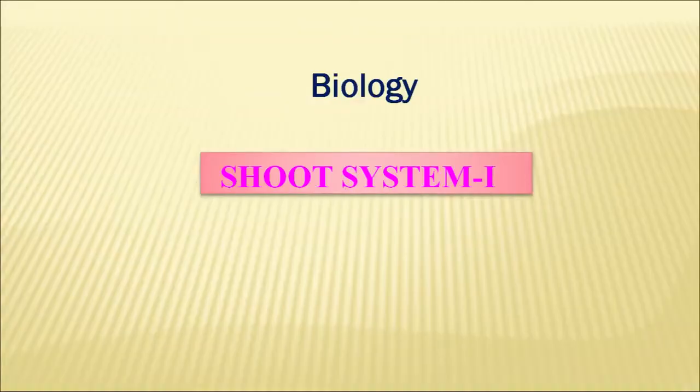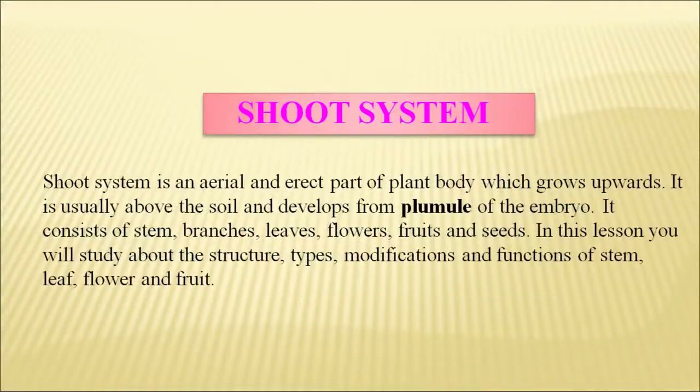Welcome to NIOS students. Today we shall be studying biology and we shall be focusing on shoot system. Shoot system, basically, is the aerial and the erect part of the plant body which grows upwards, and it is usually above the soil, and it develops from the plumule part of the embryo.